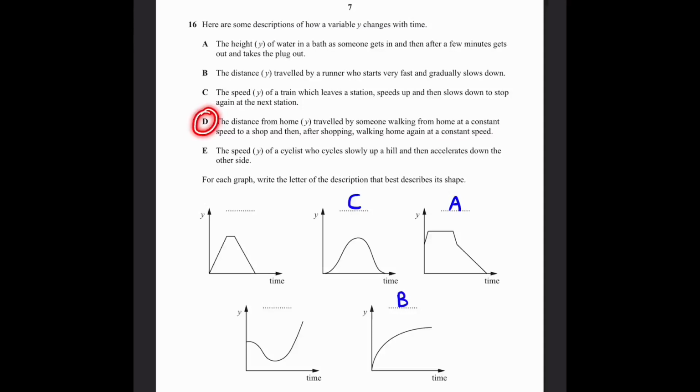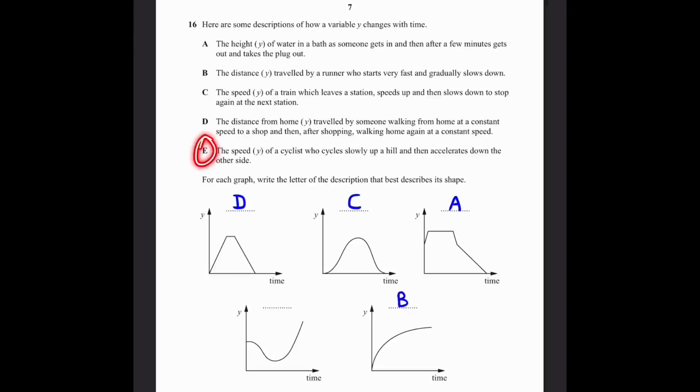Let's move to statement D. The distance from home, y, traveled by someone walking from home at a constant speed to a shop, and then after shopping, walking home again at a constant speed. There are only two graphs left. Let's start with someone walking from home at a constant speed. A constant speed means a straight line on a graph, and only this graph meets that requirement. So option D goes for that. Another thing to note, while shopping, obviously he stops, and only in this graph there is a stopping point.